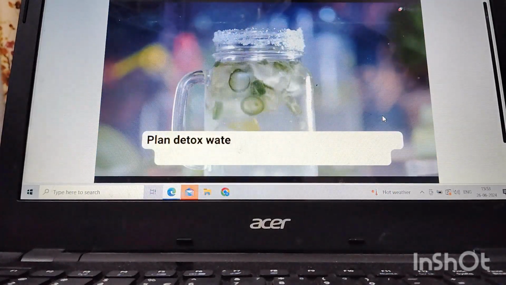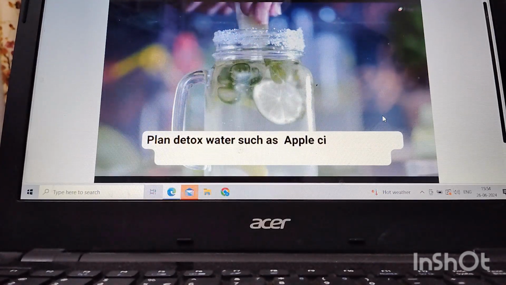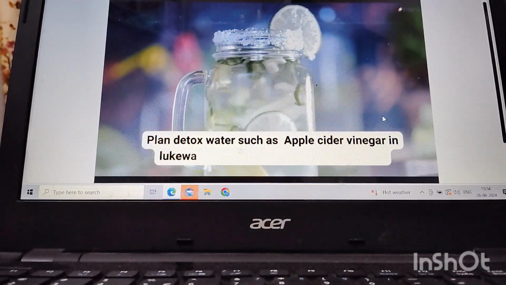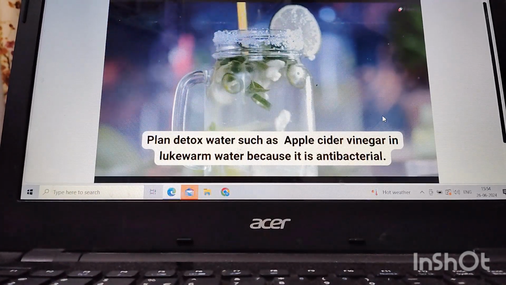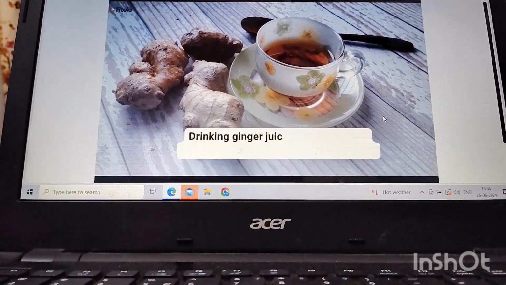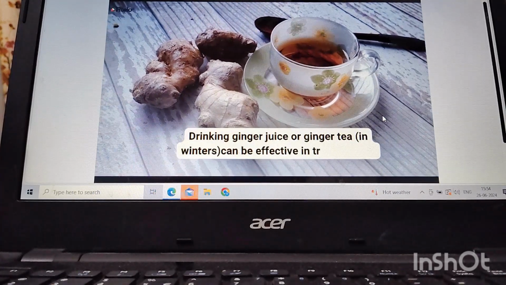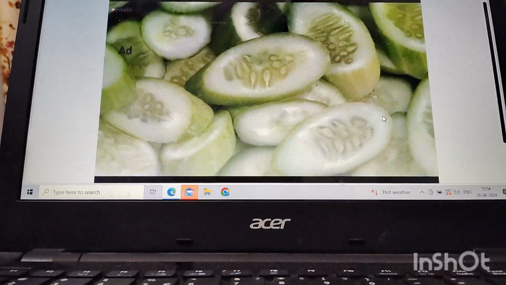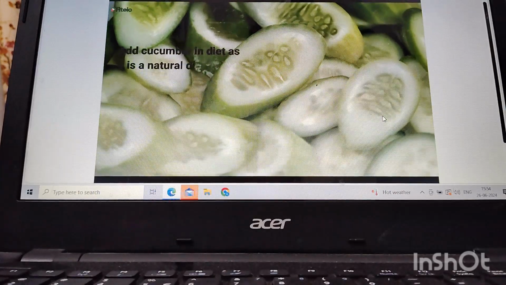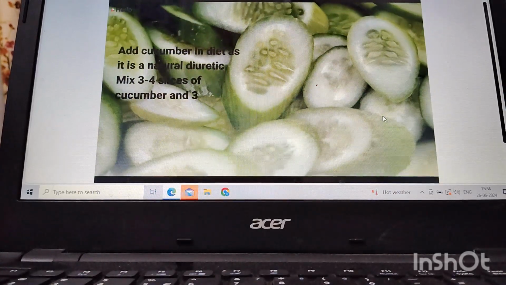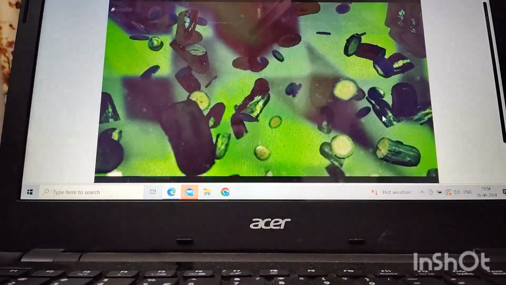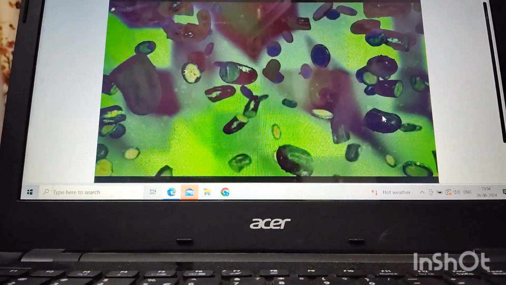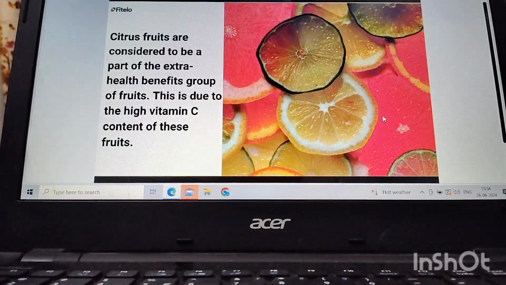You can also plan detox water such as apple cider vinegar in lukewarm water because it is antibacterial. Lemon water without sugar is also a great alternative. Drinking ginger juice or ginger tea can be effective in treating UTIs. Add cucumber in your diet as it is a natural diuretic. Mix 3-4 slices of cucumber and 3-4 slices of mint in 1 liter of water and consume it periodically in a day.